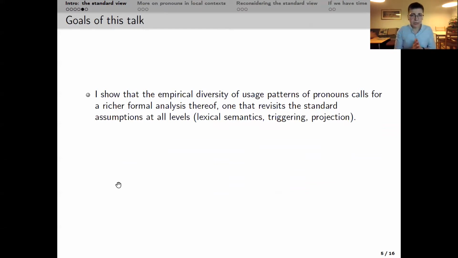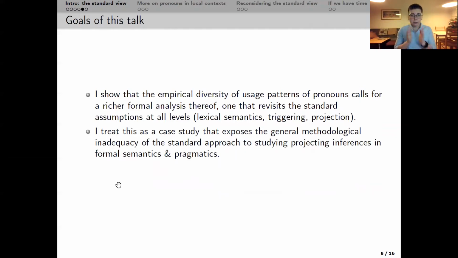And I'm going to show you today that this story simply doesn't have enough explanatory power to account for all the diverse patterns of pronoun use that we actually observe. And I want to treat this as a case study that helps us see the various methodological shortcomings of our general approach to investigating projecting inferences.